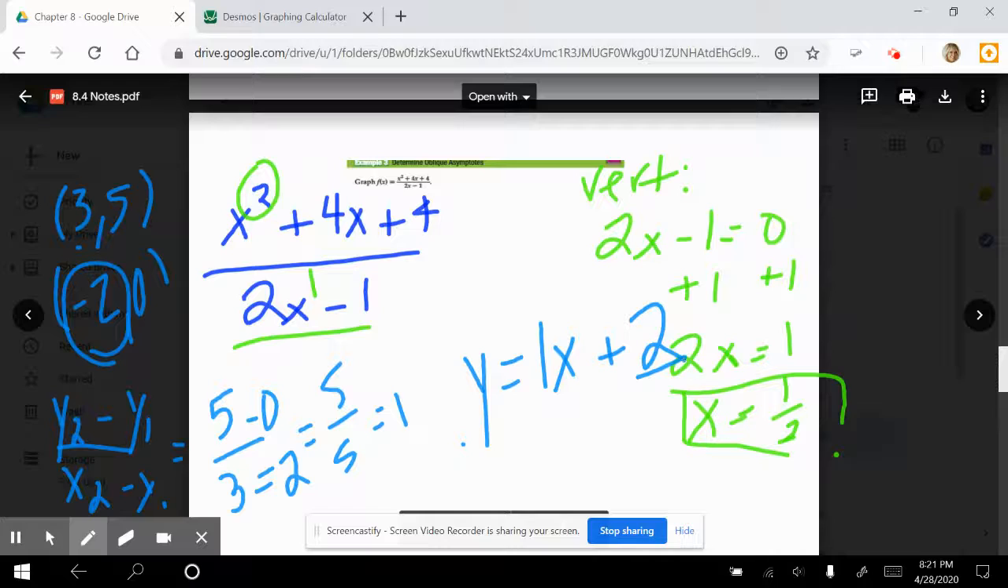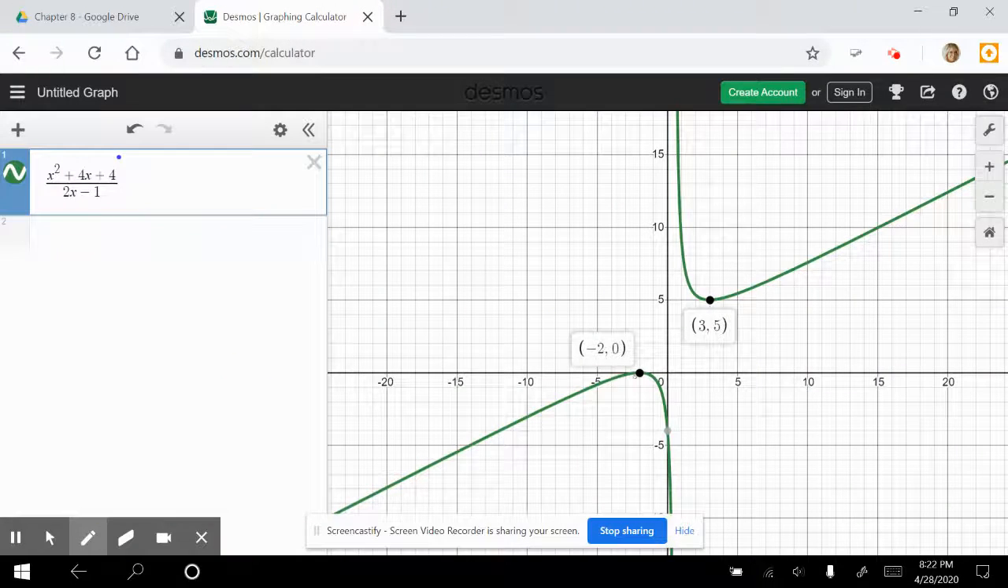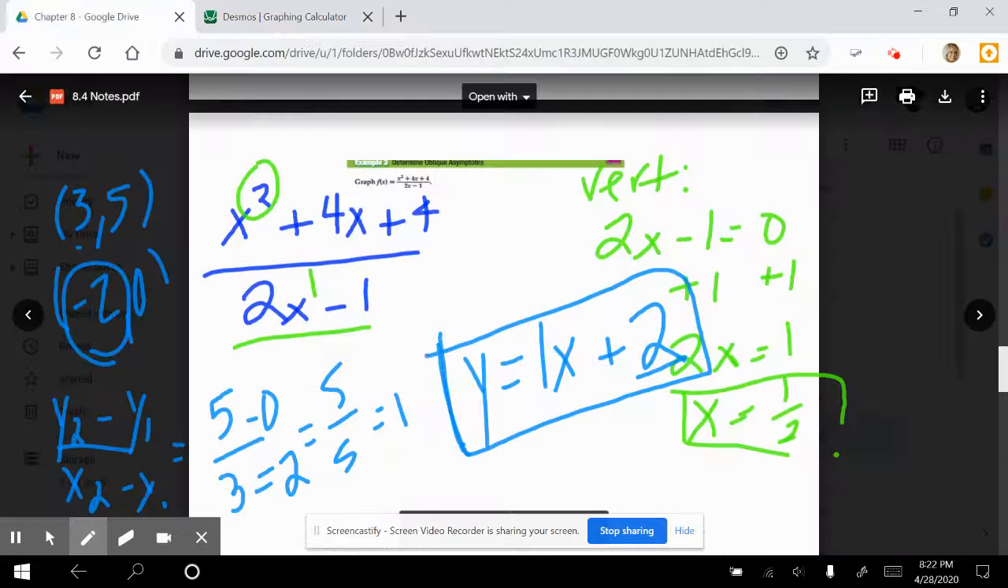So how do we find our oblique asymptote? What we're going to do is take 2 points and find the slope in between them. So our asymptote is going to be this line right here, x plus 2. That's interesting. If we were going to graph it ourselves, or we can just look at Desmos, this is what it ends up looking like.